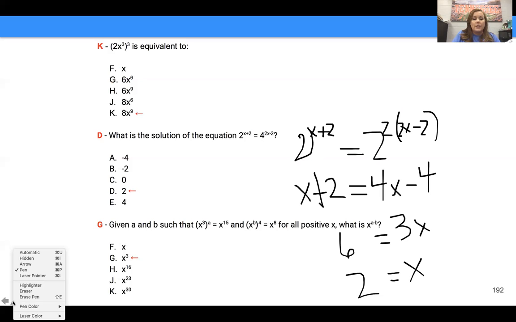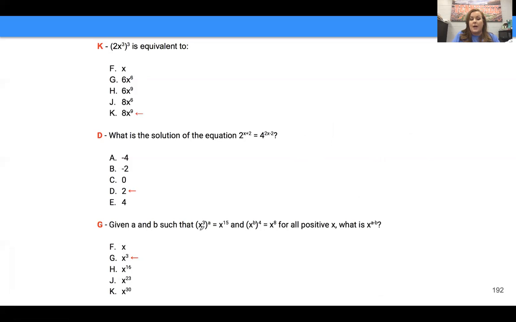Then the last one here is going to be: you've got x cubed to the a power equals 15, and x to the b power to the 4th equals 8. So you just got to know your law of exponents. I have one variable, x. I have 2 exponents. They don't match, so you're multiplying. So that means 3 times a should equal 15. So a is equal to 5.